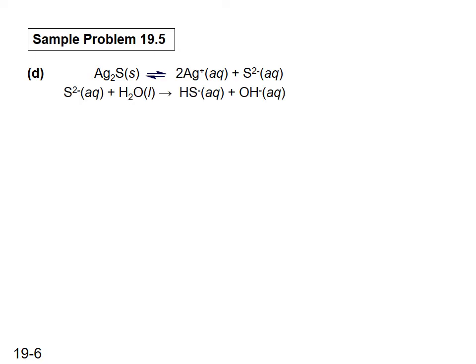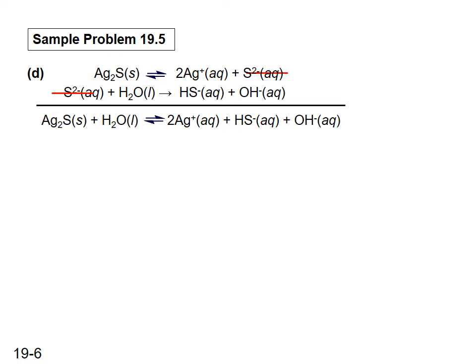Now let's look at D, silver sulfide. We think about this as a 2-step process. The first step, silver sulfide ionizes into silver ion and sulfide ion. And then sulfide ion hydrolyzes to hydrogen sulfide and hydroxide. And then we write the net reaction. We cancel sulfide ion and give you the net reaction: silver sulfide plus water goes to 2 silver ion, hydrogen sulfide, hydroxide.